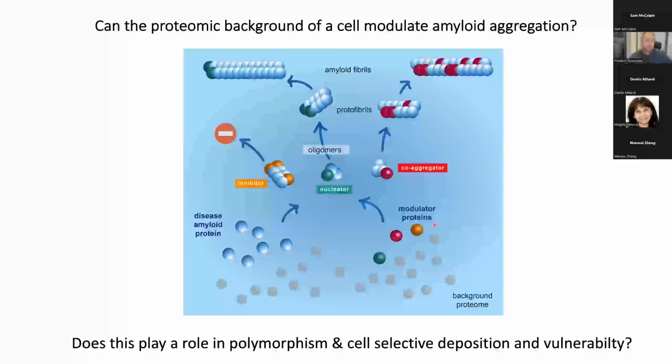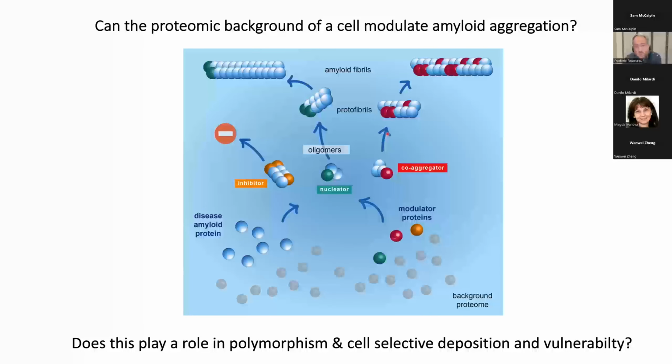Now, for the rest of the talk, I want to go to what I was alluding to in my title. That is the question of whether the proteomic background of a cell can modulate amyloid aggregation. So basically, you have an amyloid protein expressed in a cell. There are many other proteins in there. Can some of those proteins inhibit amyloid assembly? Others maybe drive it. And what happens to proteins that co-aggregate with the amyloids, and what happens to their function?